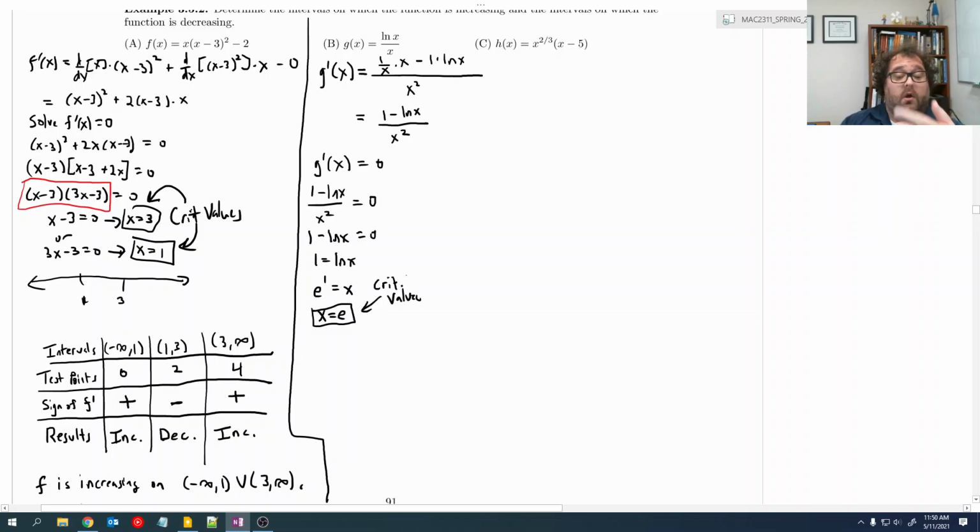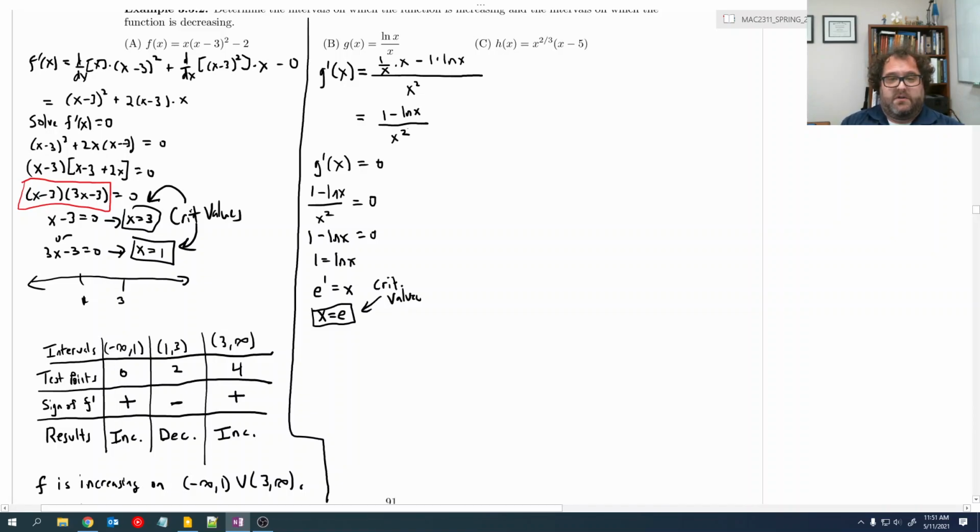Are there more? Well, we have to ask ourselves, is there any value that's not in the domain of the derivative that is in the domain of the original function? That is, are there any values for which g is defined, but g prime is not defined, where essentially g is not differentiable?